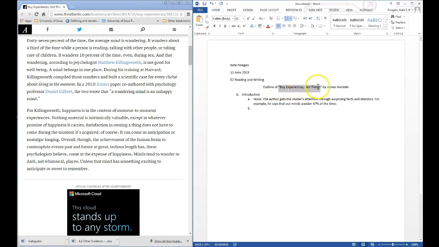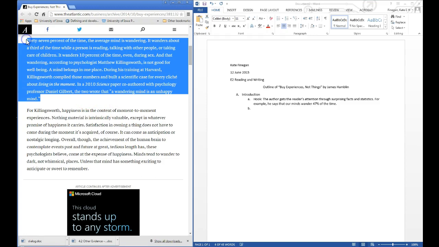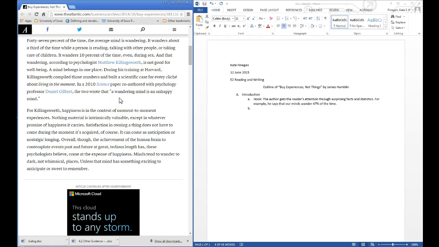But if I look at the title, it says buy experiences, not things. And so far, until now, I have not read any information about buying anything. So I don't think the main idea is in the first paragraph.